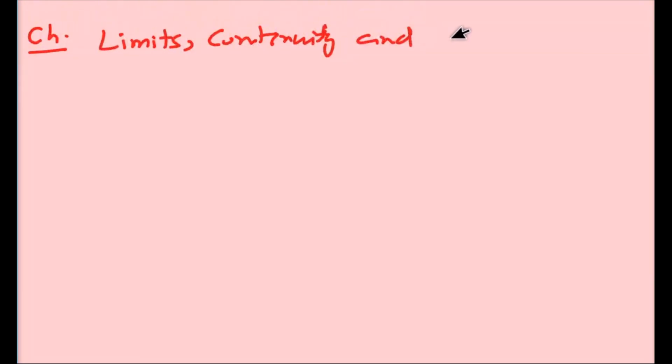Students, today we will learn the chapter Limits, Continuity and Differentiability.